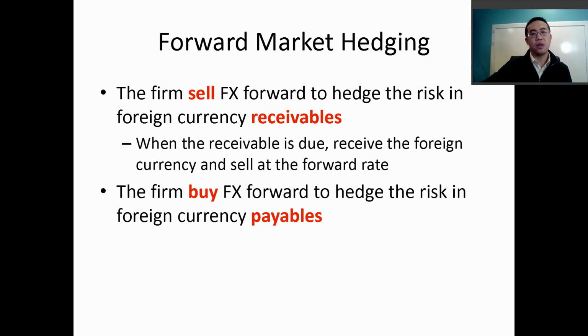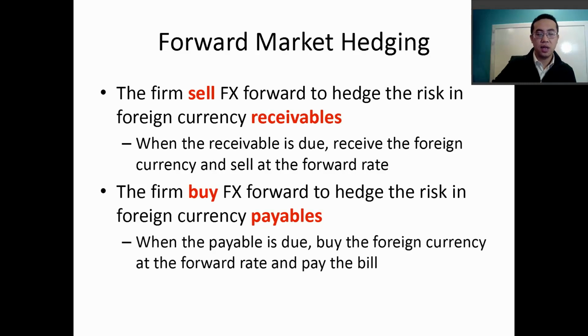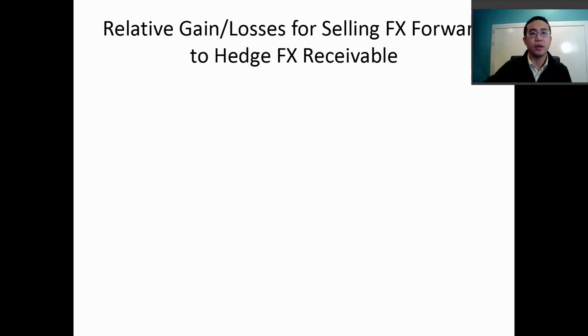Okay, so the story here is today you sign a forward contract. When the receivable is due, you will receive the foreign currency and then sell at the forward rate. And today you sign a forward contract as well. If you have payables, when that payable is due, you're gonna buy the foreign currency at the forward rate to pay the bill. All right.